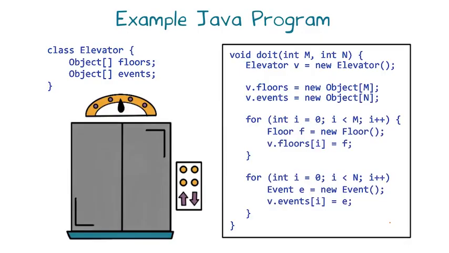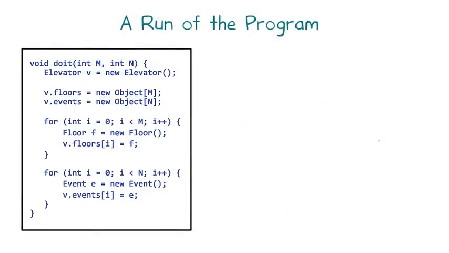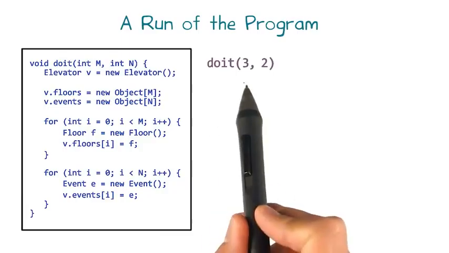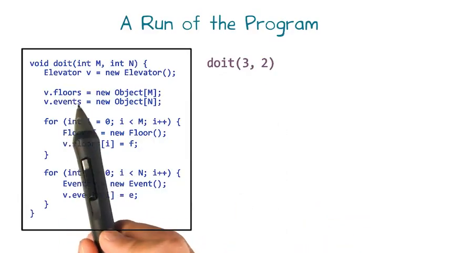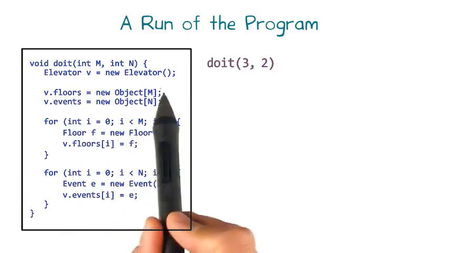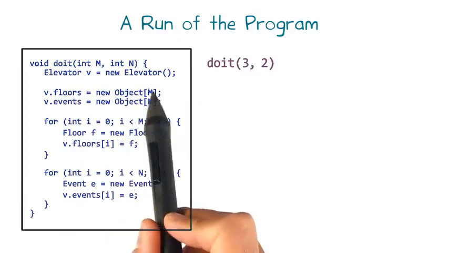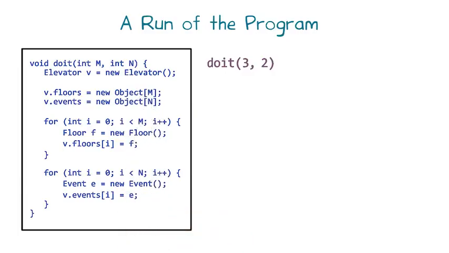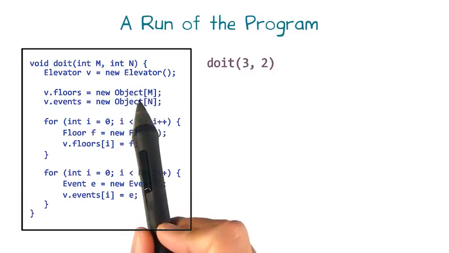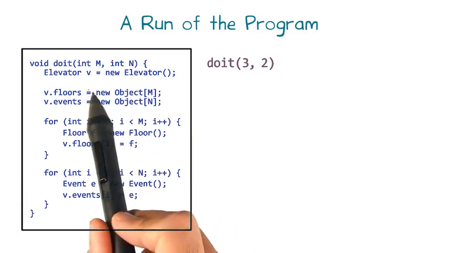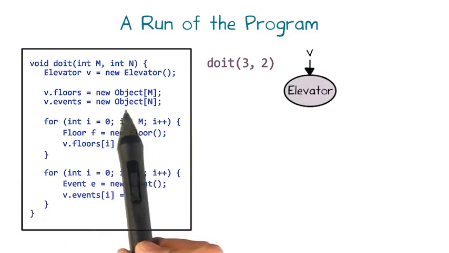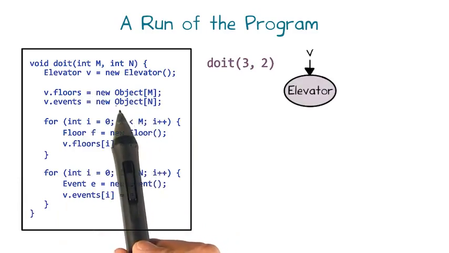Let's take a look at a sample concrete run of this program. In this run, we will create an elevator for a building with 3 floors and 2 events. That is, we will assume that the doIt function is called with m equals 3 and n equals 2. When the doIt function is called, the allocation on the right-hand side of this line is evaluated first. This allocation calls the elevator class's constructor method, which we do not show. Having completed the construction of the elevator object, we assign the address of this elevator object in memory to the variable v.